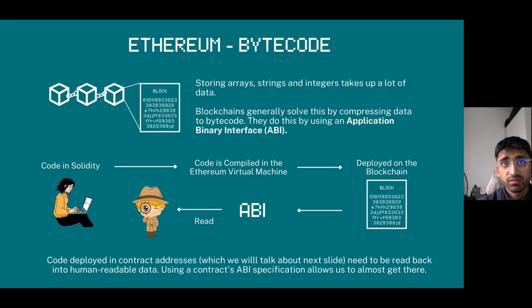But you can't just compress things into bytecode and then expect people to be okay with that. You need to have a sort of standard for compressing bytecode. And so the Ethereum blockchain uses what you call an application binary interface.